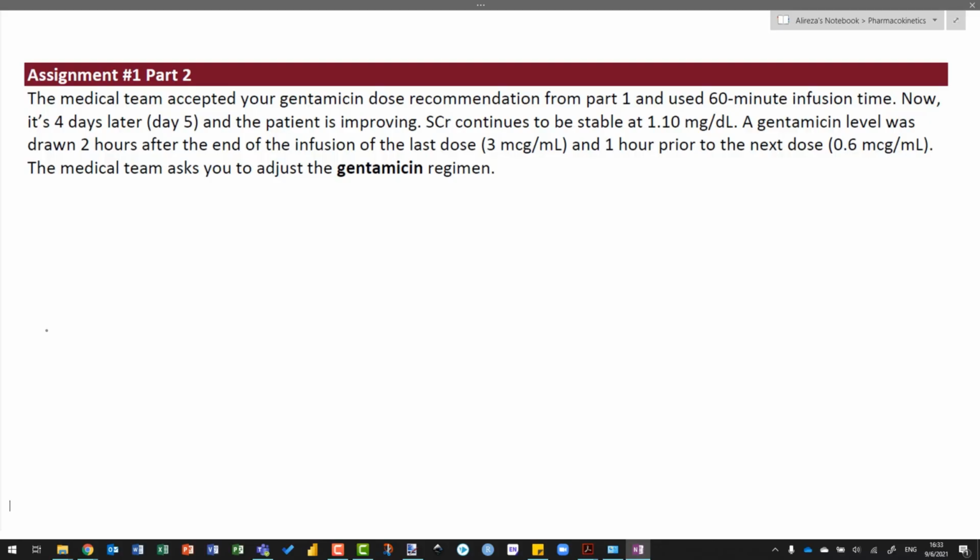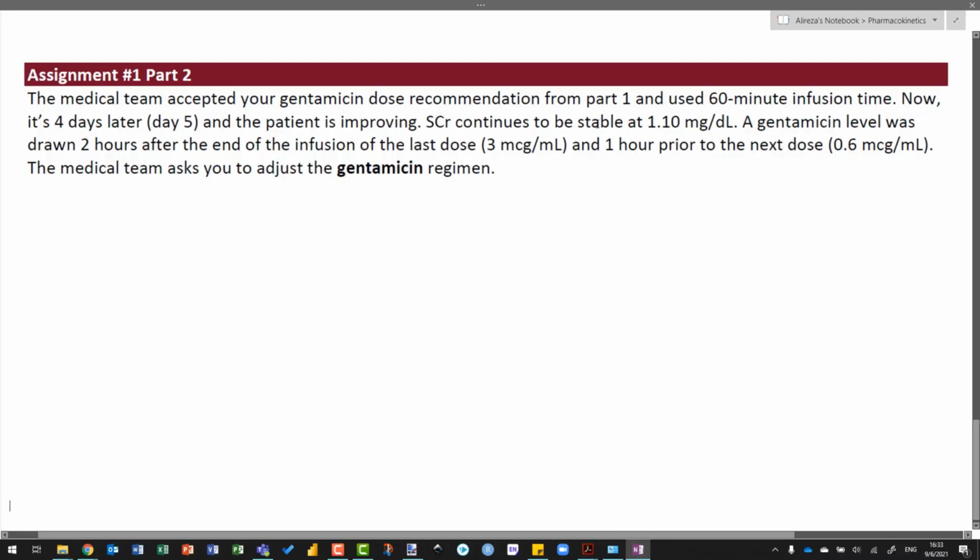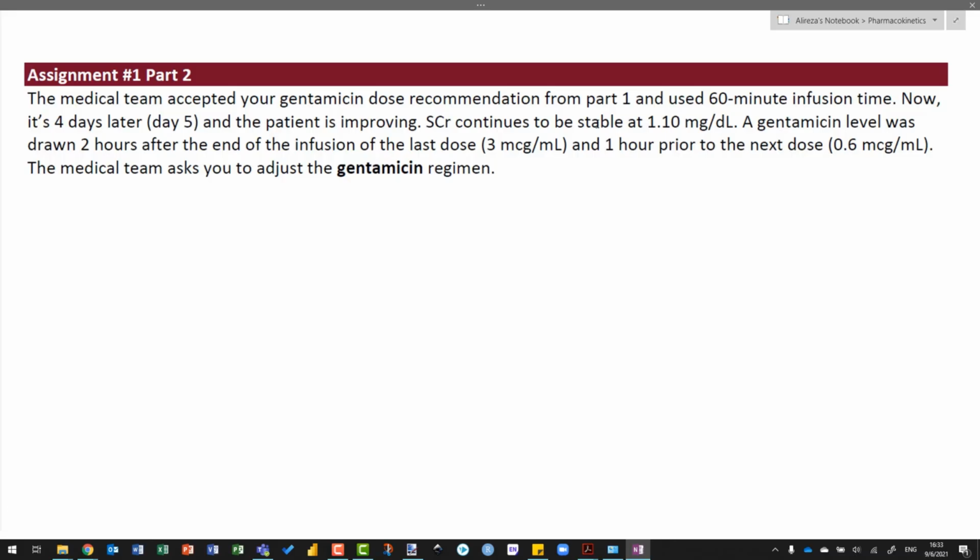The medical team asks you to adjust the gentamicin regimen. And this is, of course, if a change is needed. If you come to a conclusion that the current dose is appropriate, then your adjustment would be to continue what we did in the previous part, which would be 50 milligram IV every 8 hours over 1 hour. So now, it's always helpful to plot these levels to basically see what's going on.